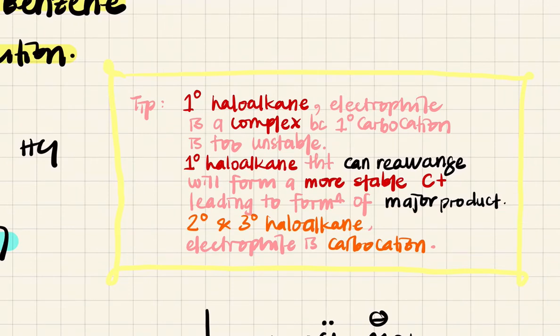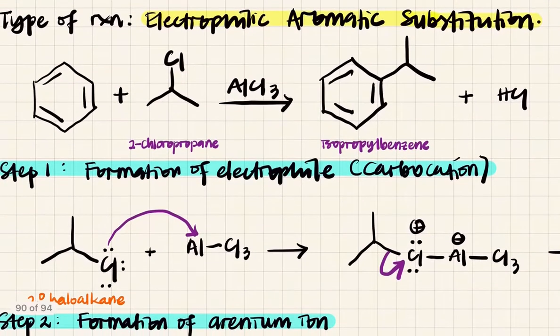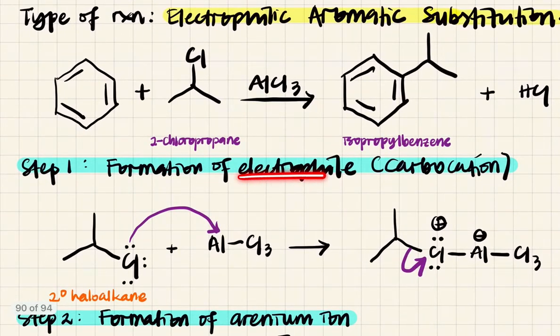Okay, but if you have a secondary or tertiary haloalkane, then your electrophile will most definitely be the carbocation from this haloalkane. Tak perlu buat rearrangement. Alright. Okay, so let's look here. So saya dah cakap yang dia adalah secondary haloalkane. So first step, we are going to form our electrophile. That will be a carbocation.